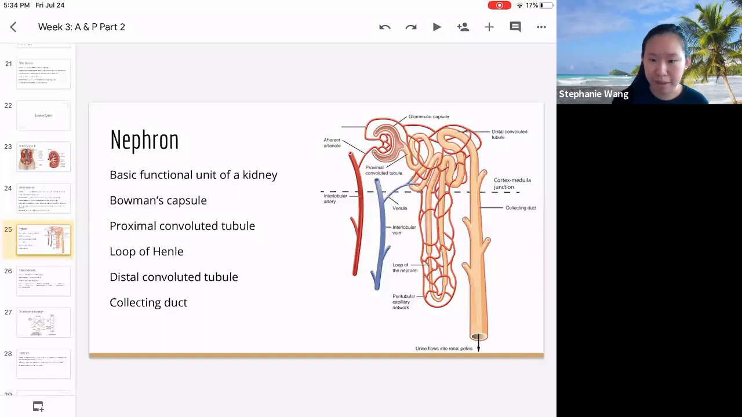So hopefully that makes a little bit more sense about nephrons. Oh, someone asked, can I talk about kidney stones? Sure, I guess, but it's going to be a brief overview.